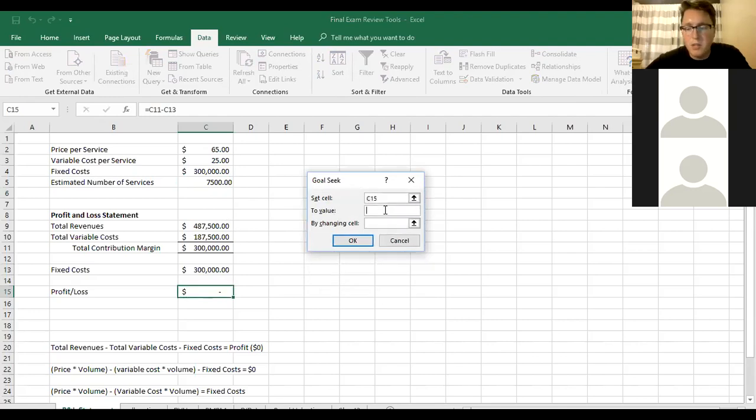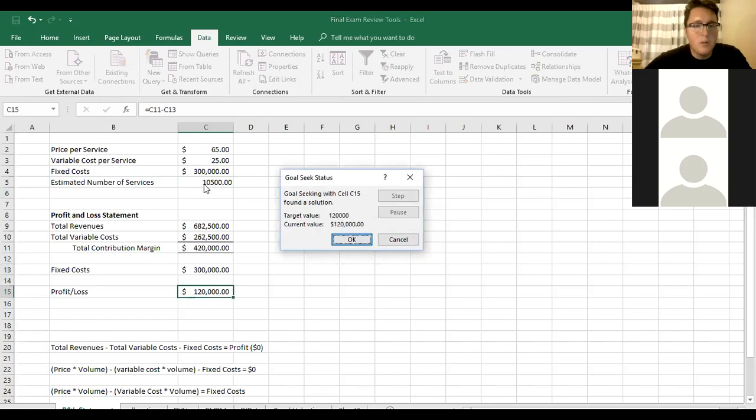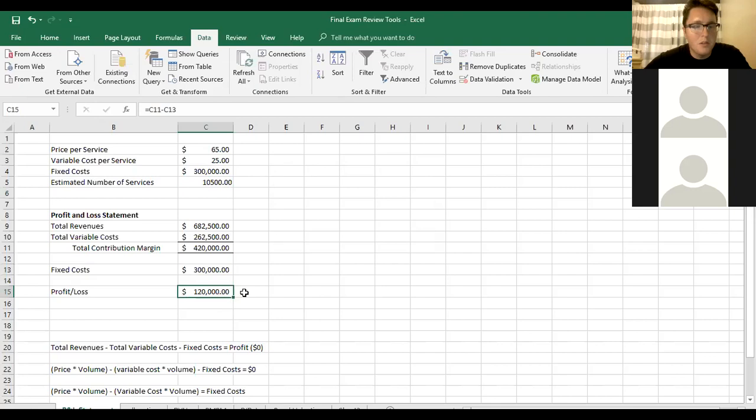So let's say that I want to make $120,000 off of this by changing this cell. How many services do I need? I need 105,000 of this service or test or whatever it might be, to have a $120,000 profit.